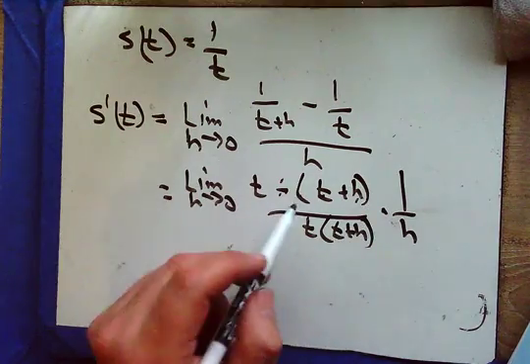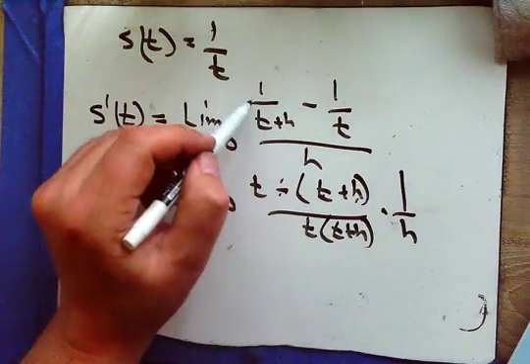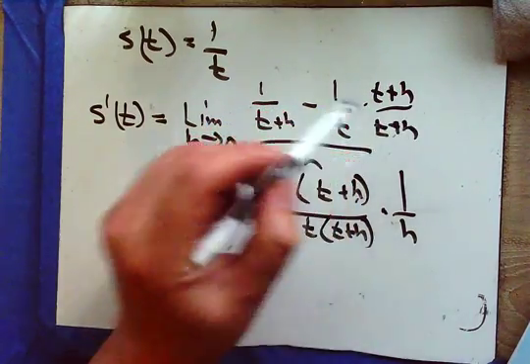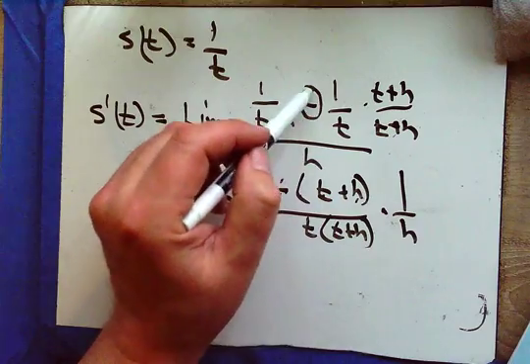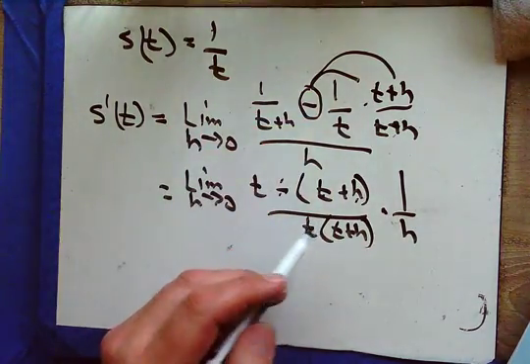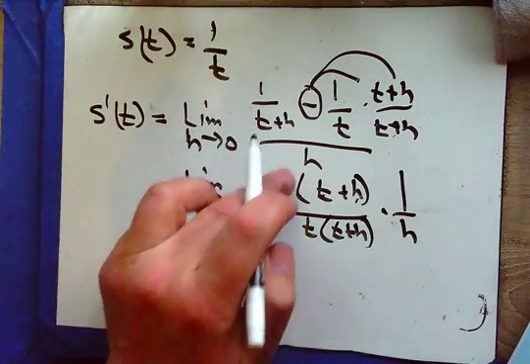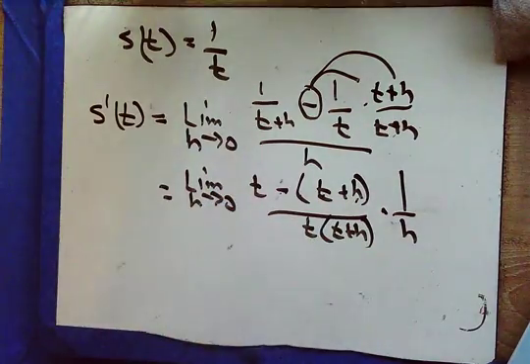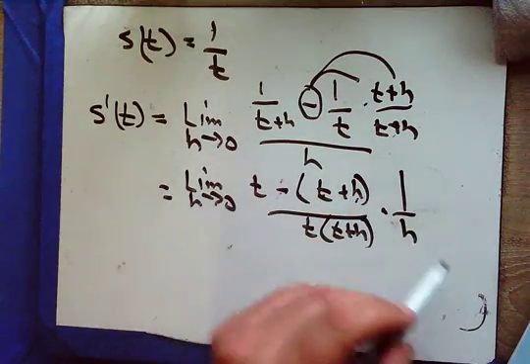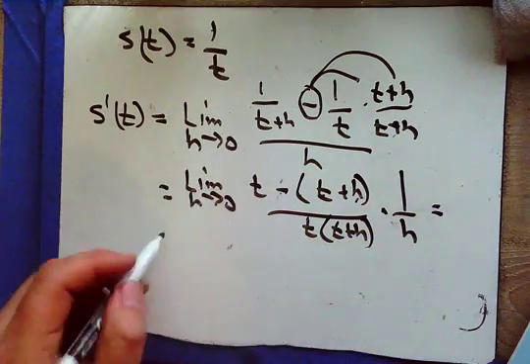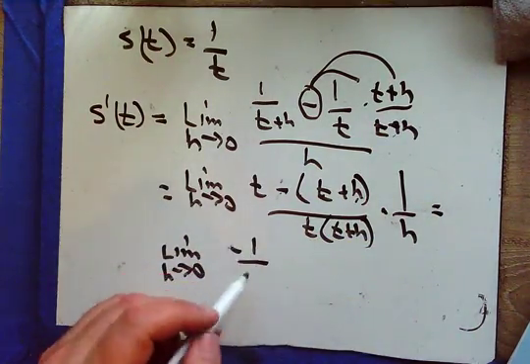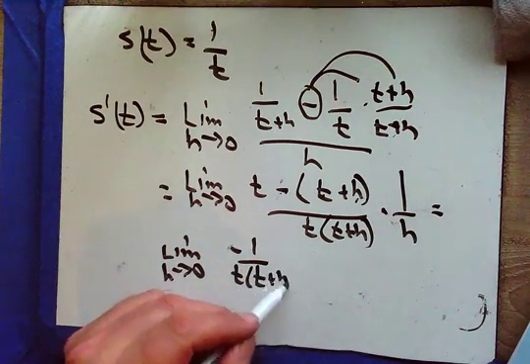And the reason I put parentheses here was to remind me that, because when I made the common denominator, t plus h, a lot of students forget to distribute that. And so those parentheses really reinforce for my brain that I need to be distributing the minus. So t minus t, those cancel, and I have minus h over h, those cancel, and so I'm left with the limit as h heads to 0 of negative 1 over t times (t plus h).